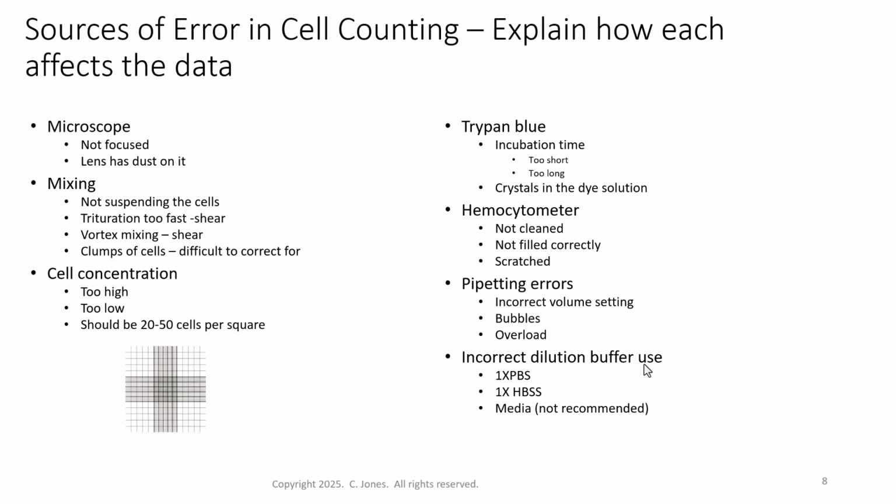The way to account for clumps of cells should be indicated in the counting protocol, but they are difficult to correct for. Then we could have too high a cell concentration. Then you have to do your dilution, right? And again, we recommend using PBS or HBSS. If the cell concentration is too low, you may actually have to concentrate the cells by centrifugation and resuspend them in a smaller volume. And again, remember, there should be 20 to 50 cells per square. There should be 20 to 50 cells per 1 square.